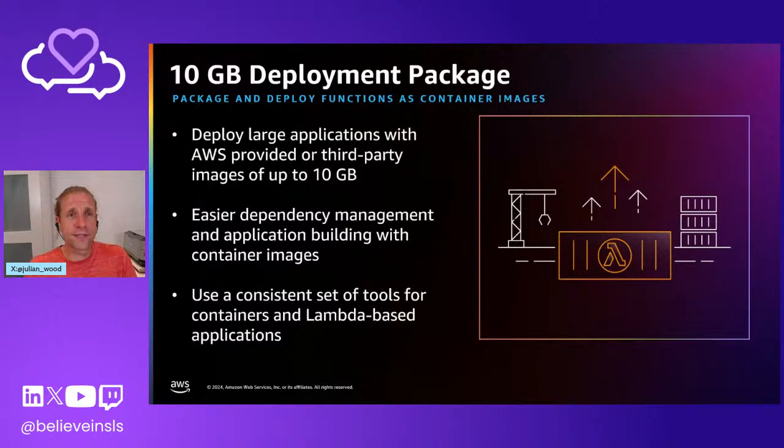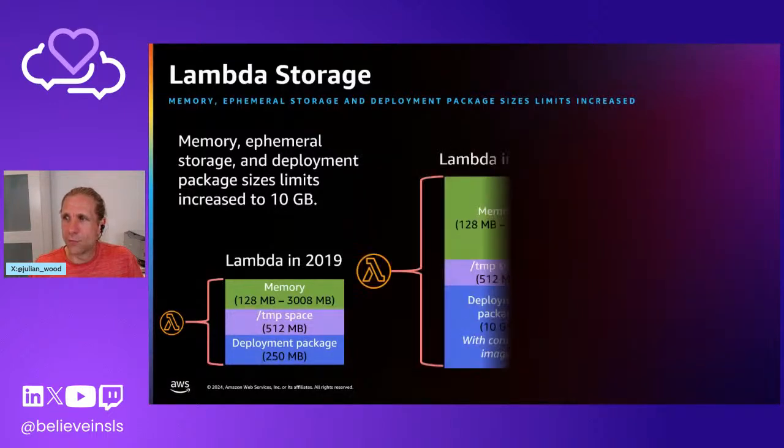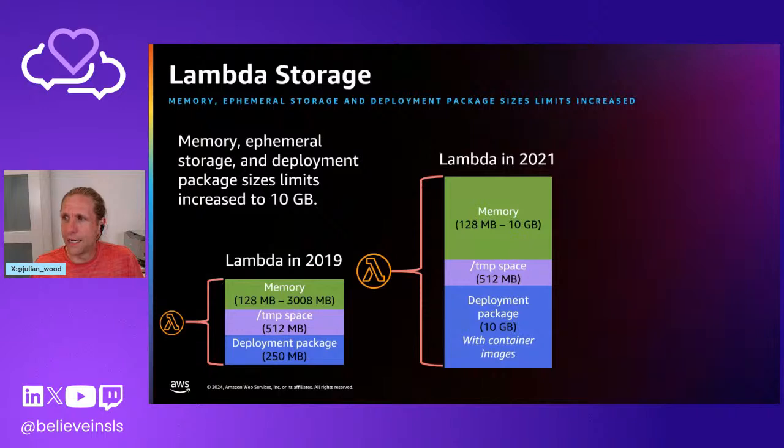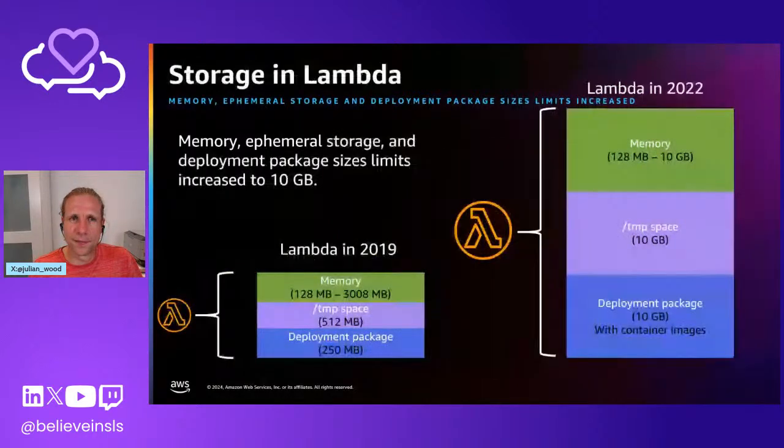You can use a 256 gig limit. You need to use a container image to do that. Now, if we look at Lambda storage in terms of the internal storage for temp, the memory storage, and the deployment package size, you can see from 2019 what the size was. And in 2021, we increased the memory and the deployment package, and then in 2022, we increased the temp space. You can see how dramatically bigger the Lambda storage has evolved over the years, a big size difference over time.